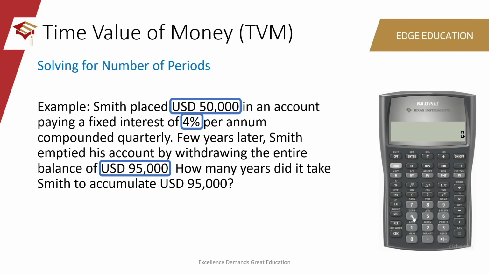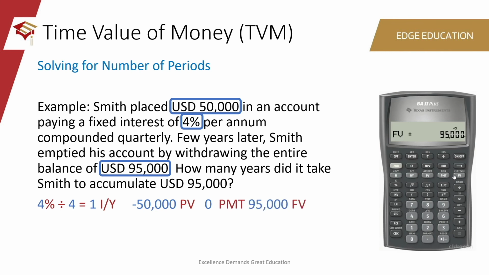You will then type 4 for the rate, press divide, 4 once again because there are 4 quarters in a year, press equal. That's 1% of interest per quarter. Assign that to I/Y. You will then type 50,000, press the plus minus sign to the left of the equal key, and then assign it to present value. You will press 0 and assign it to PMT. You will type 95,000 and assign it to future value. You can then press CPT, compute, press N. On your calculator screen, you should be able to see 64.5.